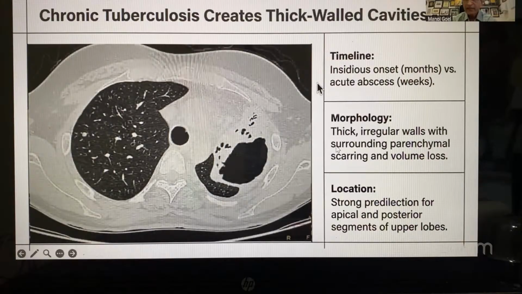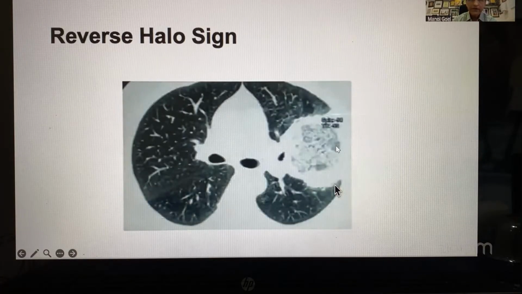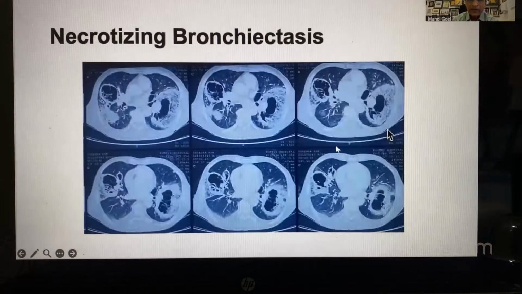Chronic tuberculous cavities can present with large cavities, but usually they will have thick, irregular walls with surrounding parenchymal scarring and volume loss, and there will be a strong predilection for apical and posterior segments of the upper lobes. Then this is the air crescent sign, which is classically seen in invasive aspergillosis. Then you've got this reverse halo sign, which is seen in patients with cryptogenic organizing pneumonia. These patients, in fact, require a heavy dose of corticosteroid rather than antibiotics.